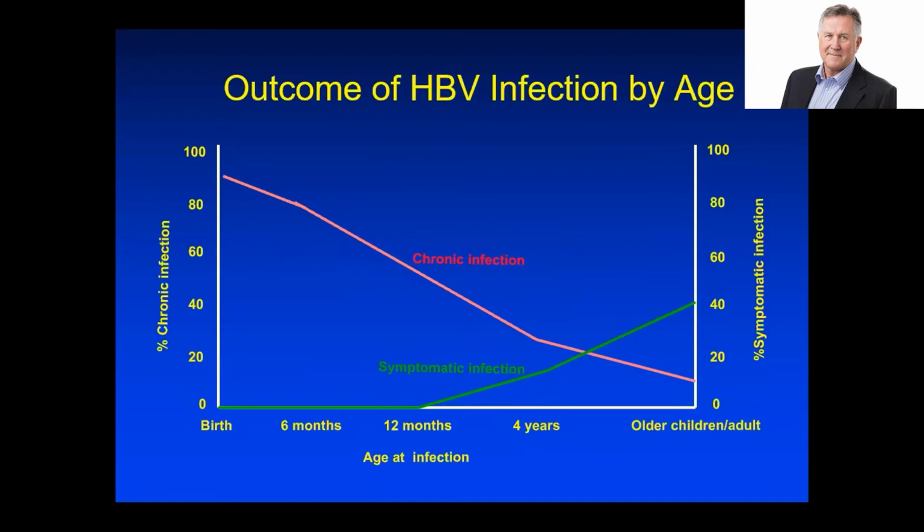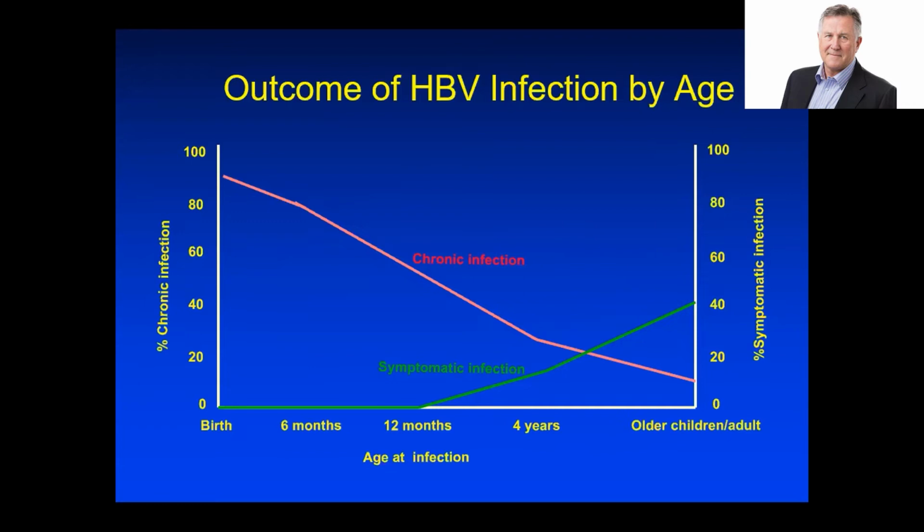If you look at the rates of chronic infection, if you get infected at birth, your likelihood of getting chronic infection is 90%. It's very, very high. But if you look at the green line, you almost never get sick, and the reason is your immune system doesn't clear the infection because it's immature. As you get older, beyond 12 months of age, those things cross over. By the time you're an adult, your likelihood of chronic infection is probably less than 5%.